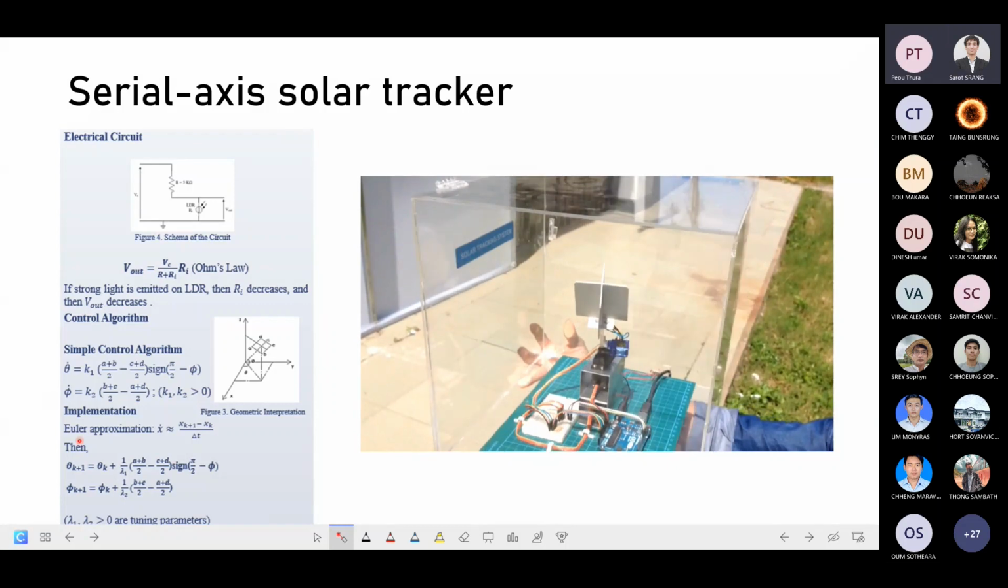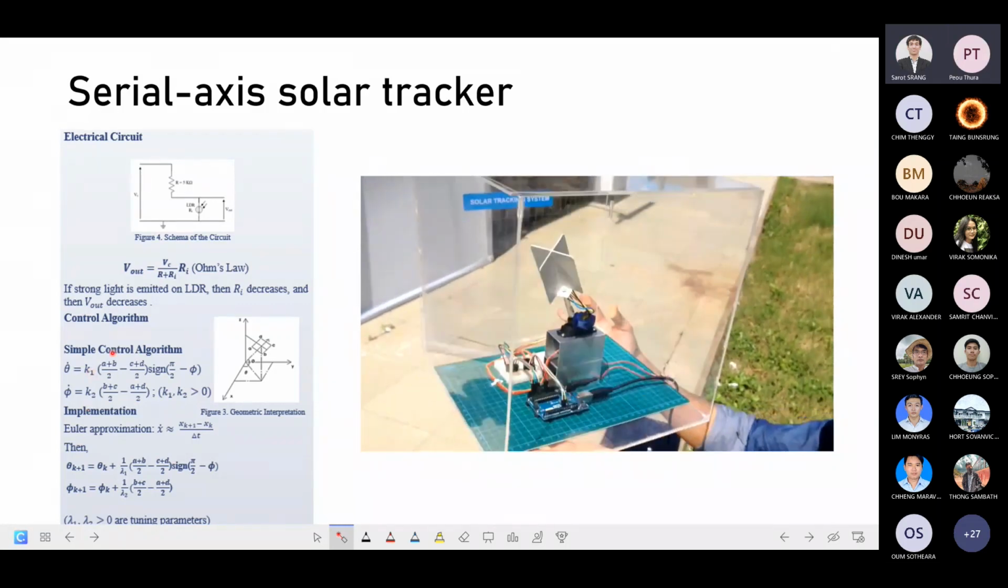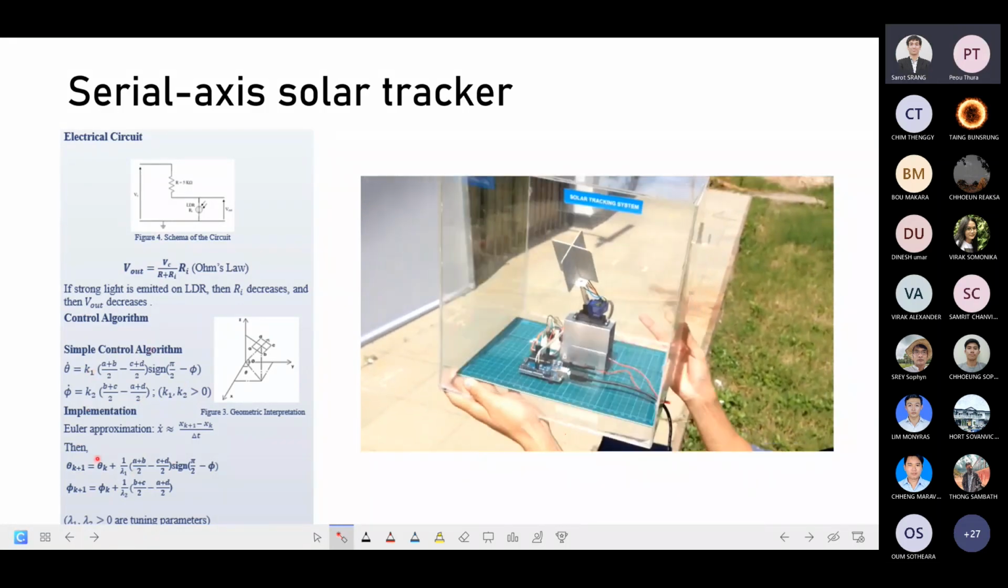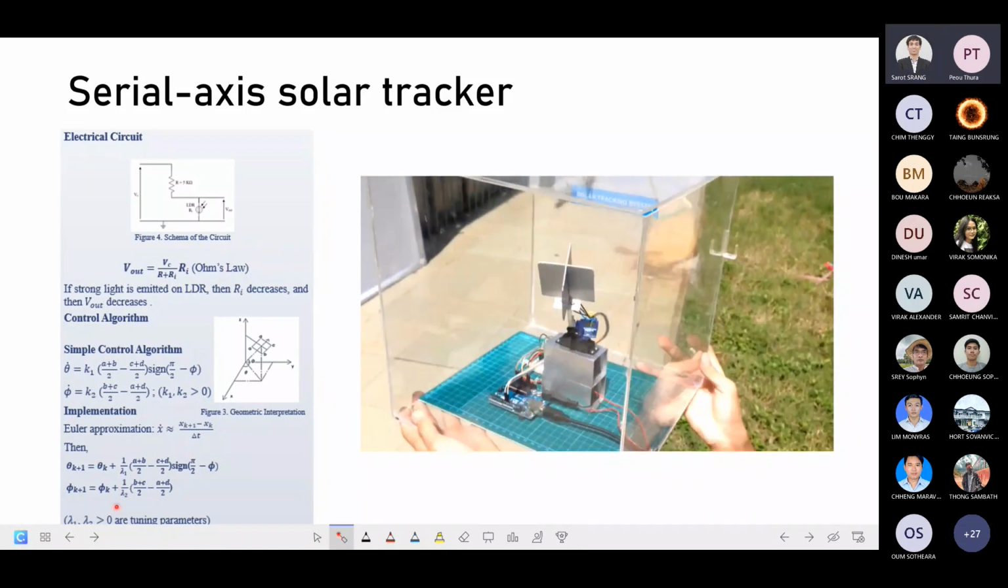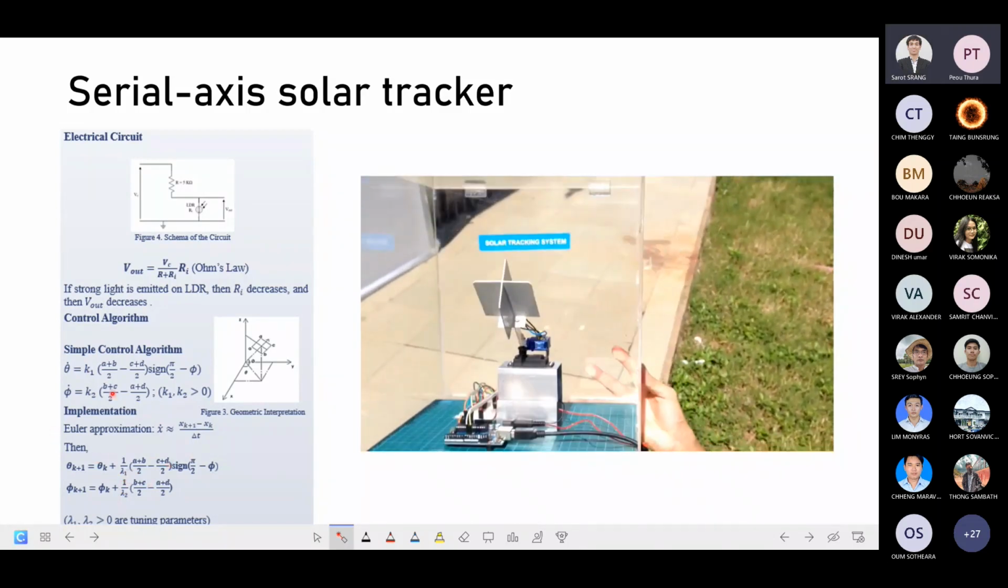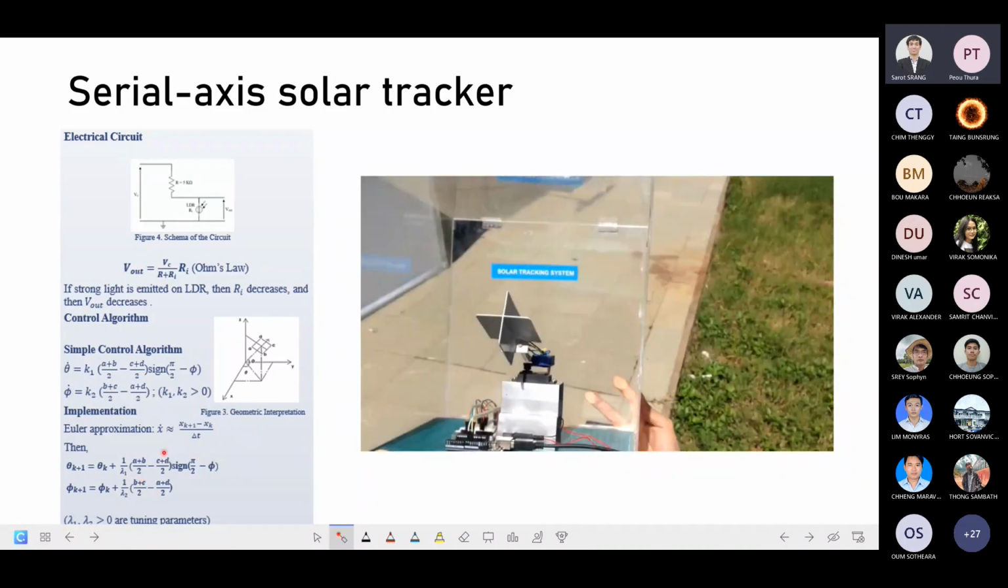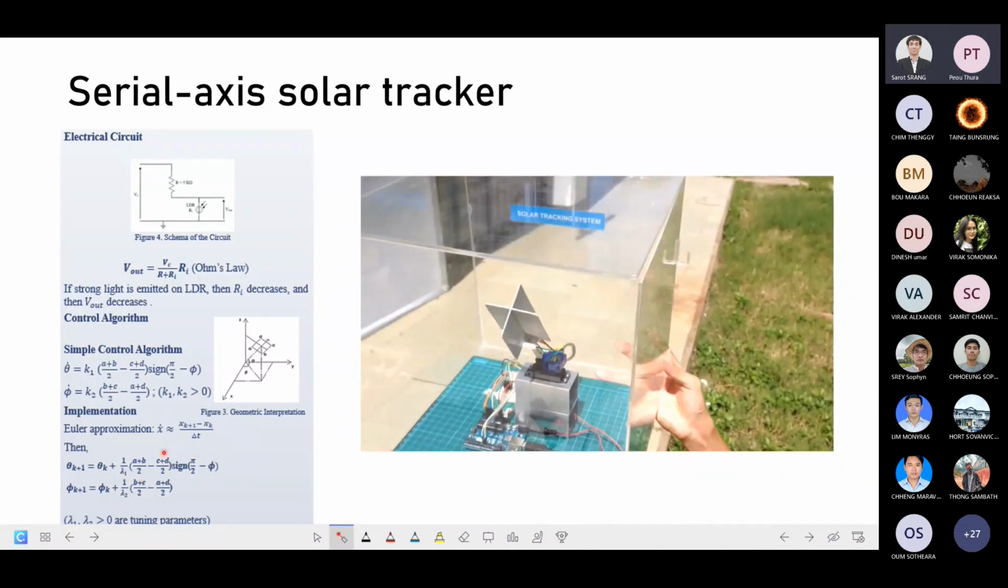And with a very simple control algorithm, and then need some techniques while approximation in order to implement this differential equation on the Arduino using C++.